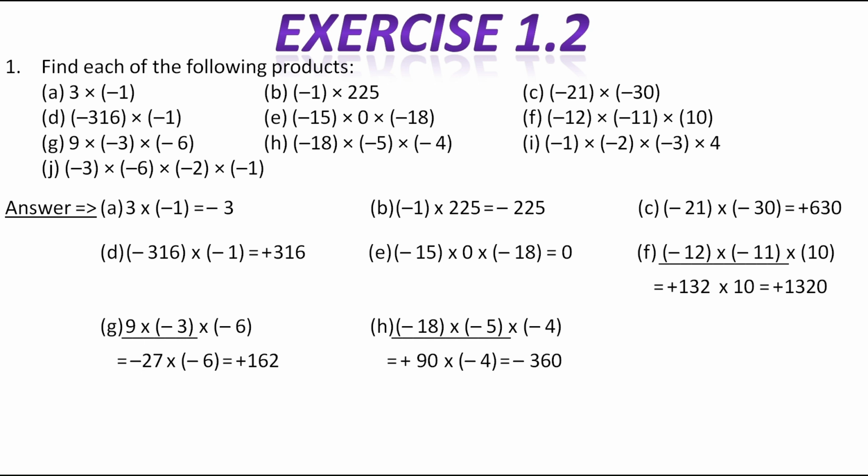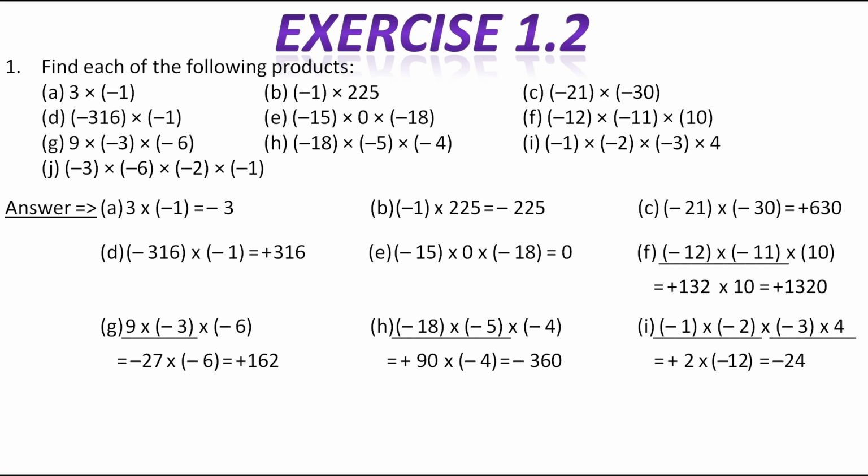Okay, now let's move to the next one, that is I, minus 1 into minus 2 into minus 3 into 4. First of all we will multiply minus 1 into minus 2. So 1 2s are 2 with plus sign because both of them have the same sign. Now I have to multiply minus 3 into 4. 3 4s are 12 with minus sign because both of them have different signs. Now 12 twos are 24 with minus sign because both of them have different signs.